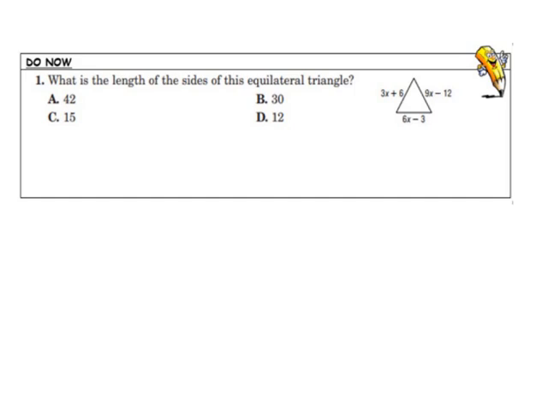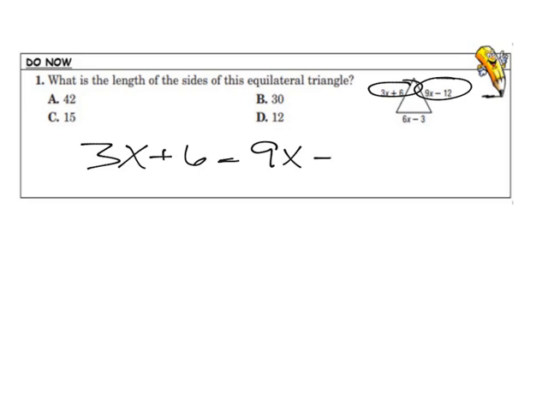Okay, so you've done the do now. I probably explained this live in class, but I'm going to go ahead and do it again. We're asked what is the length of the sides of this equilateral triangle. So we're going to take two of these sides. If it's equilateral, that means all of these sides are congruent. So let's just make two of these expressions equal to one another. I'll take 3x plus 6, and I'll set that equal to 9x minus 12.